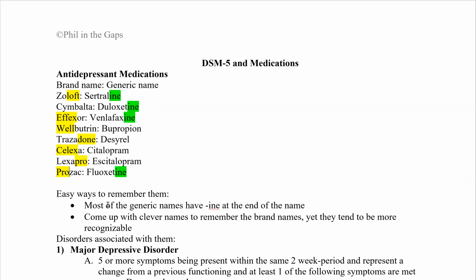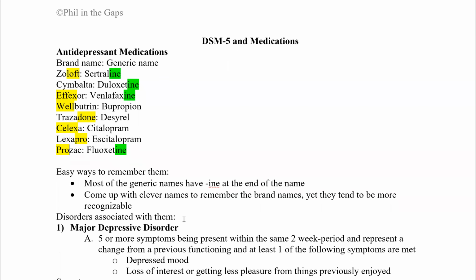So stated in a different way, most of the generic names have INE at the end. And on the brand name side, if the ways that I came up with right now are clever and helpful for you, then rep and rock with those. But if you want to come up with your own names, then do that as well.